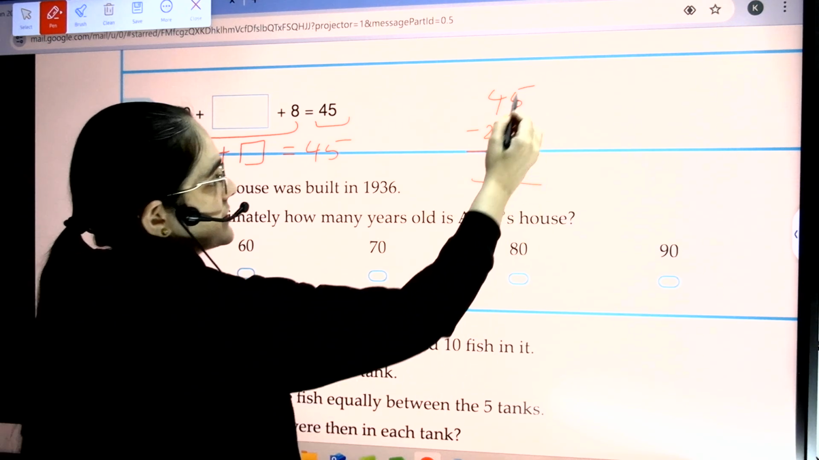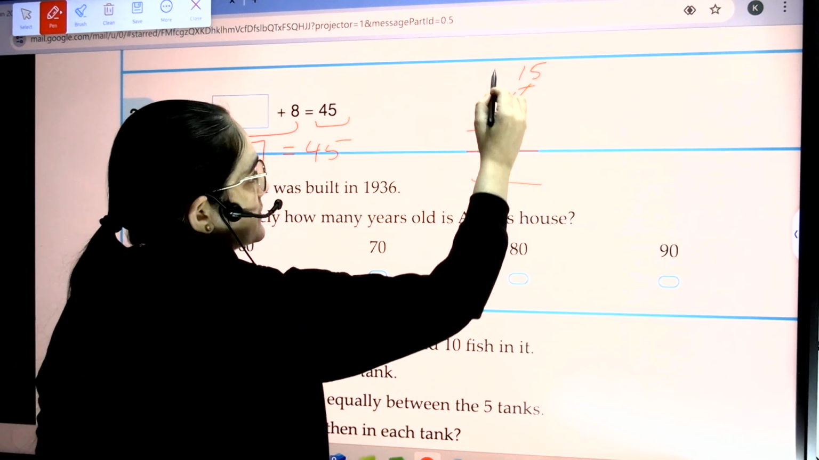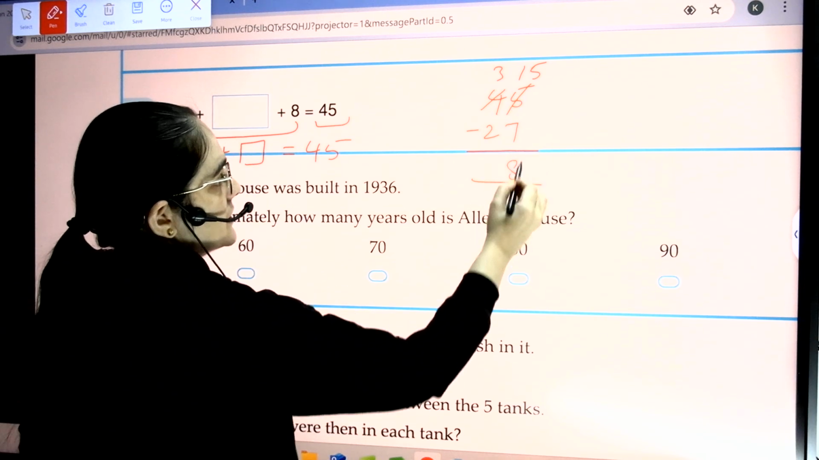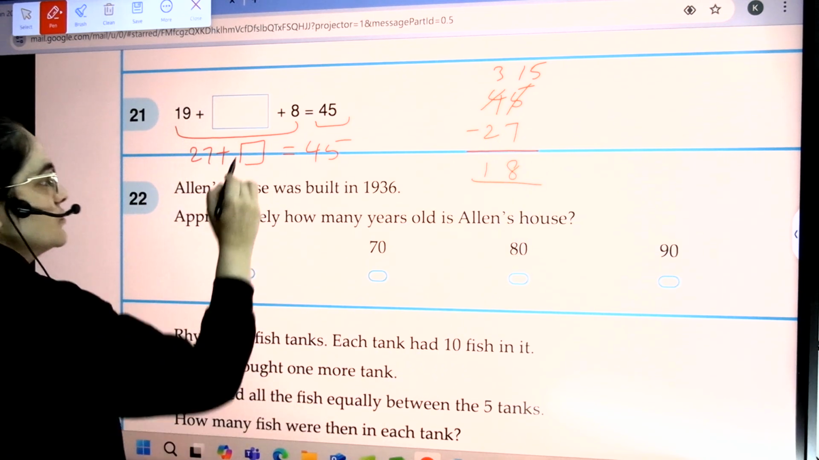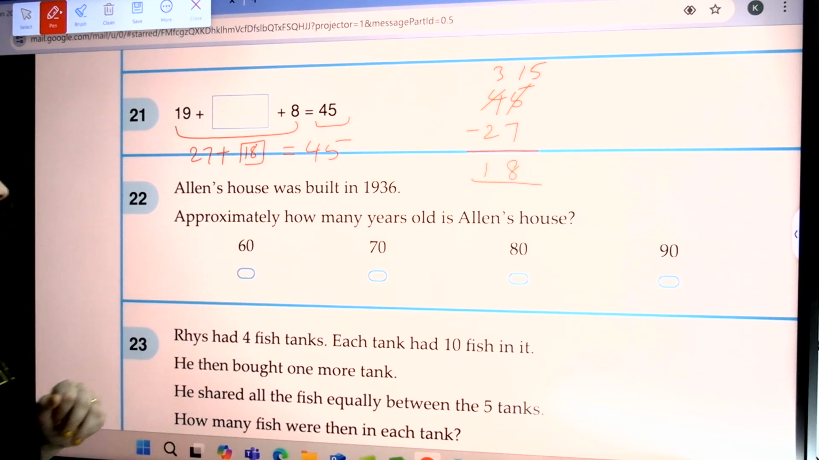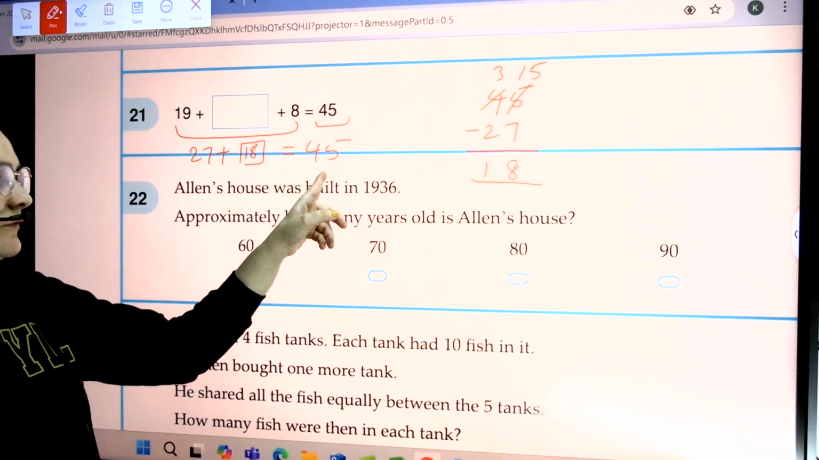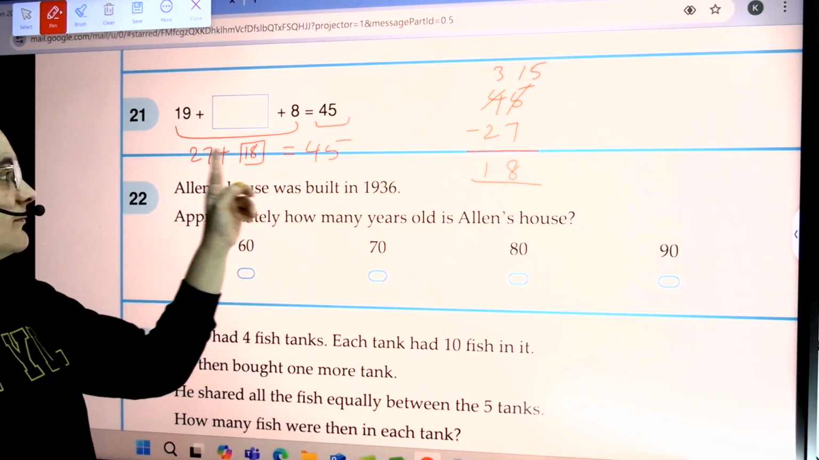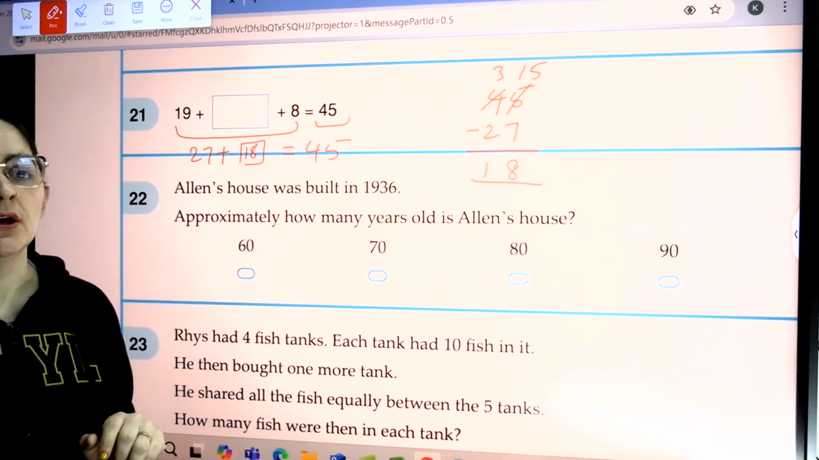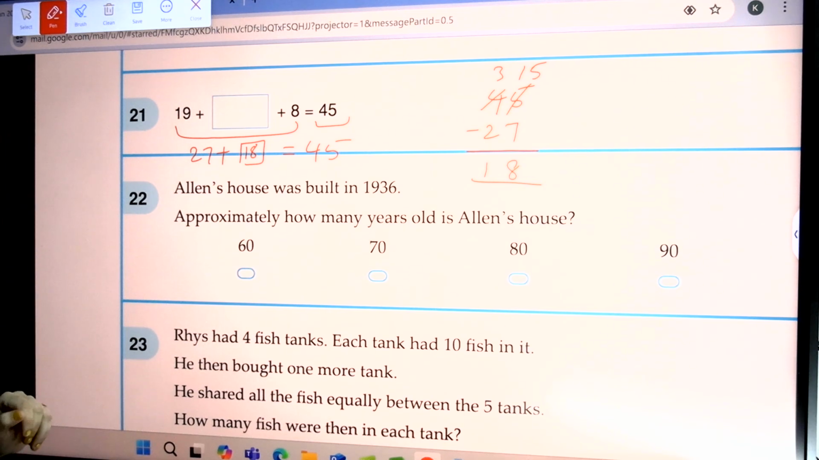5 is less than 7. Borrow and subtract. 15 take away 7 is 8. 3 take away 2 is 1. So 18 is the answer. What is inverse calculation? If I add 27 and 18, I get 45, and if I do 45 minus 27, I get 18. I hope this point is clear.